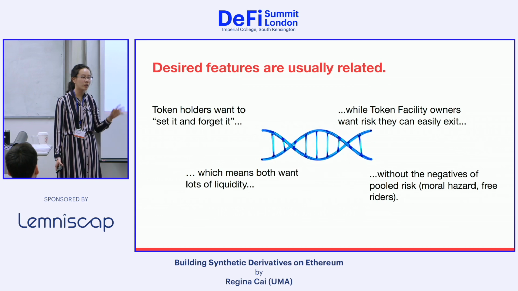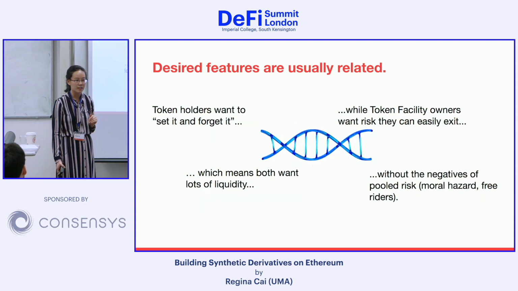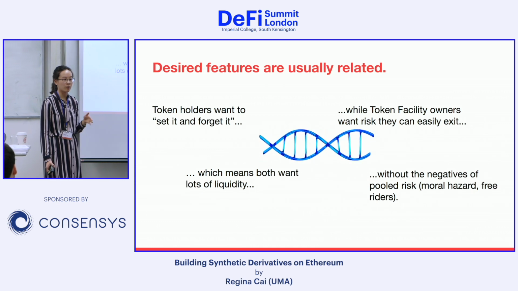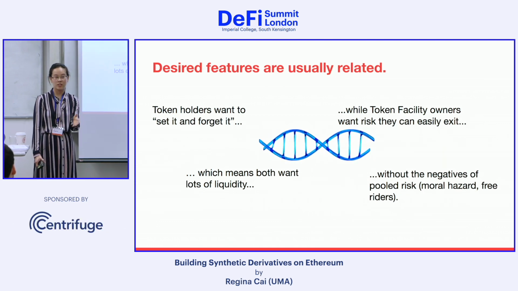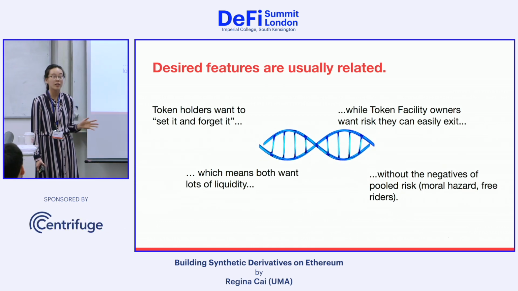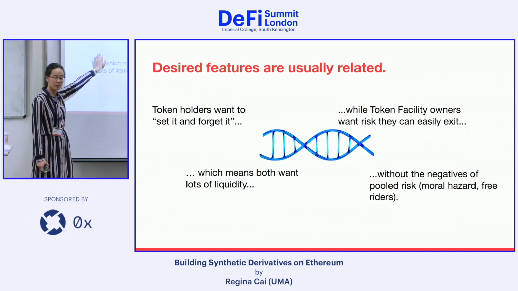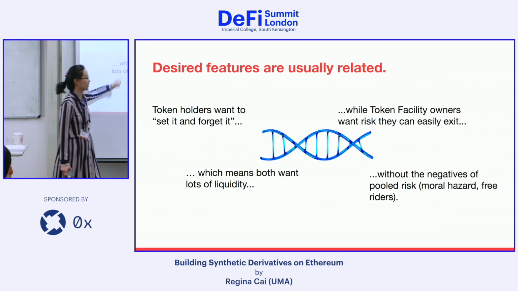They want to buy it, hold it in their wallet, check on the price occasionally, but they don't want to have to do anything else with it, right? That's one of the easiest ways to get retail to adopt something: to just give them this token, and they don't have to do anything, right? So they want to set it and forget it. That to me feels like they want a perpetual product.